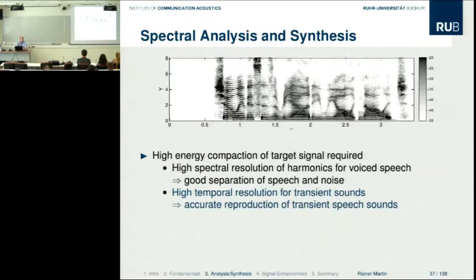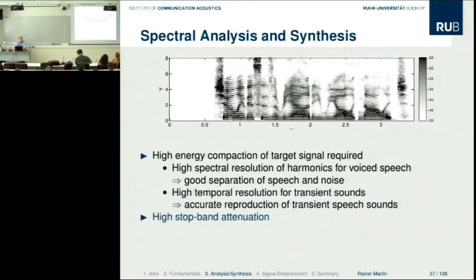But at the same time, you also would like to have a high temporal resolution, especially for the transient sounds in speech, because they are also very important for speech intelligibility. And obviously, these are conflicting requirements. With traditional systems, you cannot get a high frequency resolution and a high temporal resolution easily at the same time.